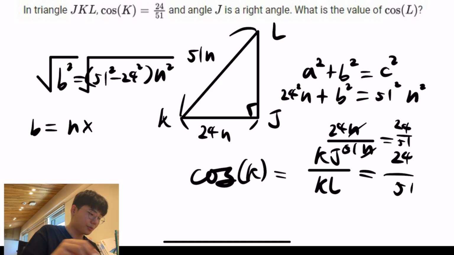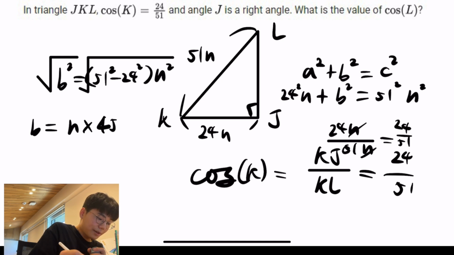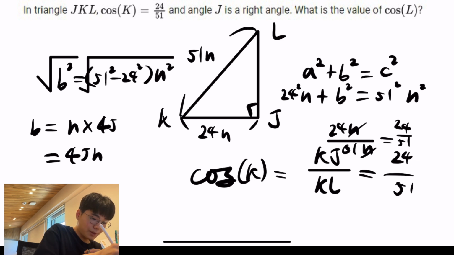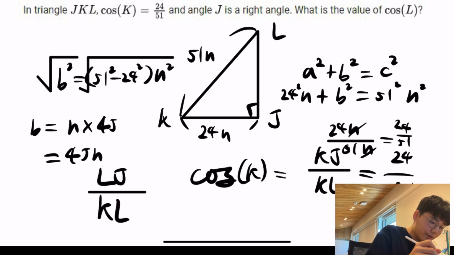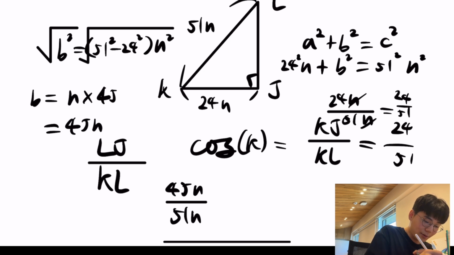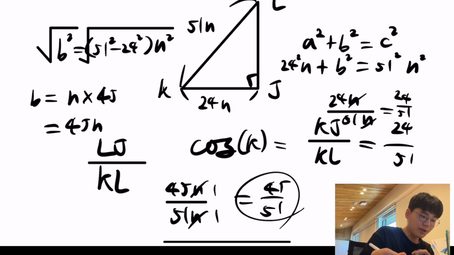Of course, for the numbers, we have to use a calculator. I have an Nspire, so I'm just going to use that. But you could also use the Desmos-like calculator that is inside Bluebook. I personally prefer using it, but I don't have it right now, so I'm just using my Nspire here. It gives us a whole number, 45, so b is 45n. The cosine of L should be LJ over KL, so we can just do 45 divided by 51, and you just plug that number in.